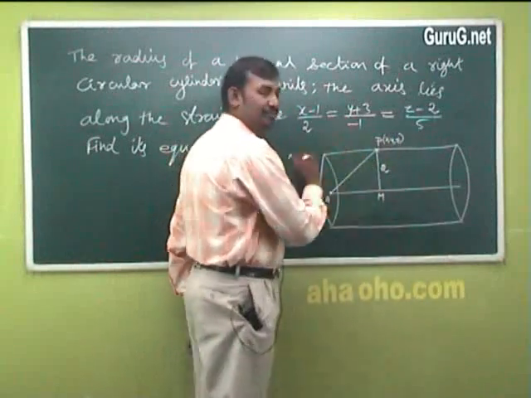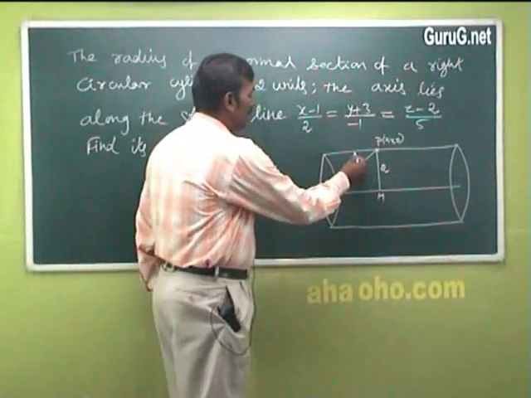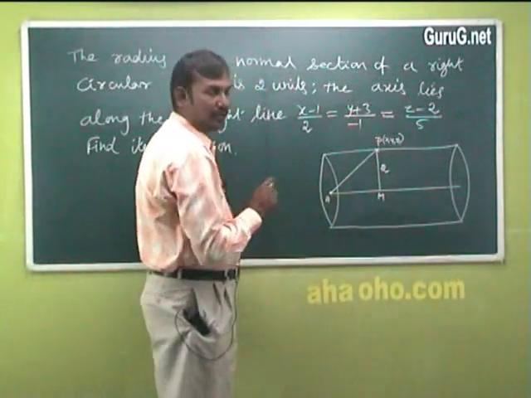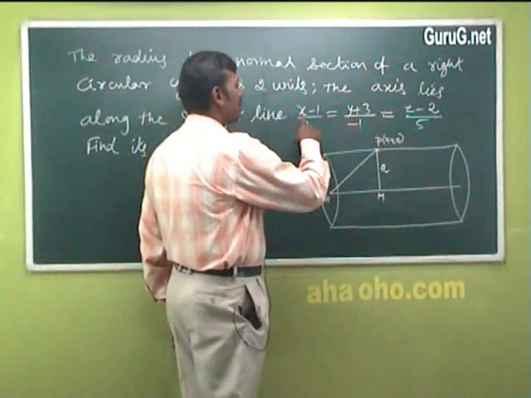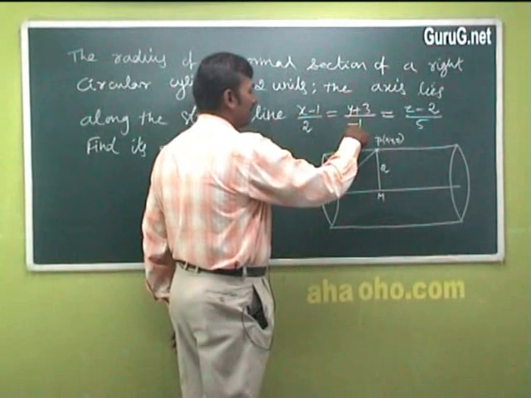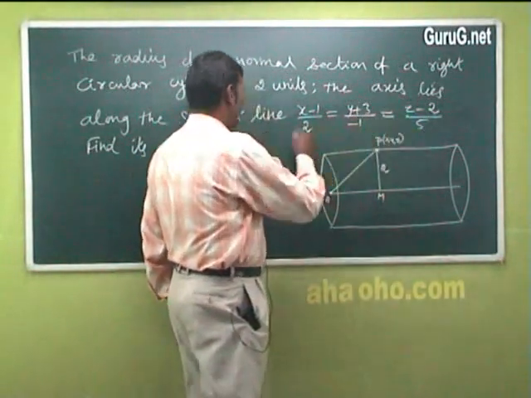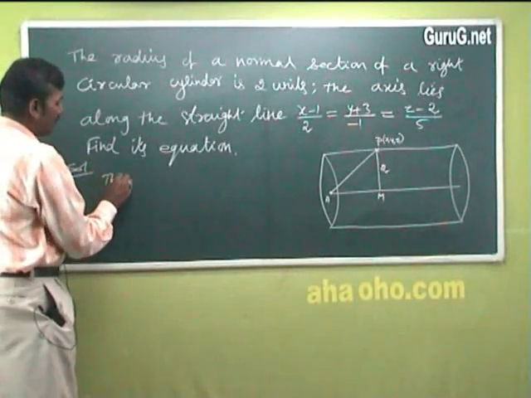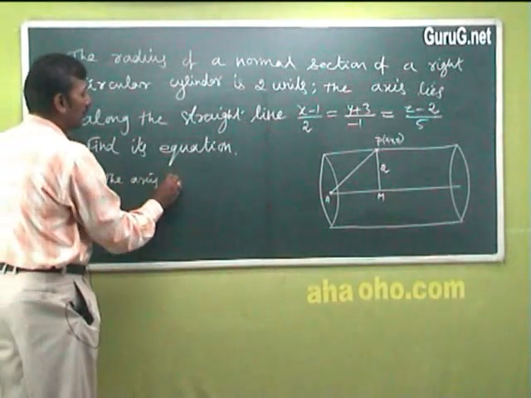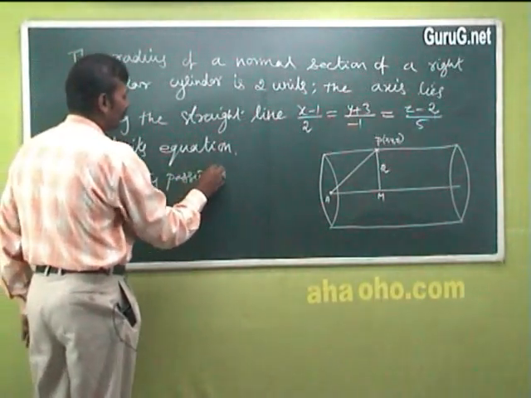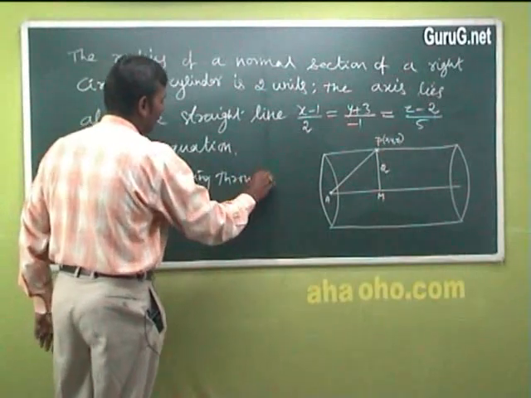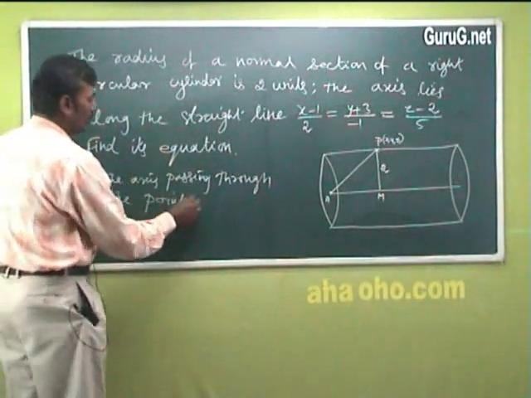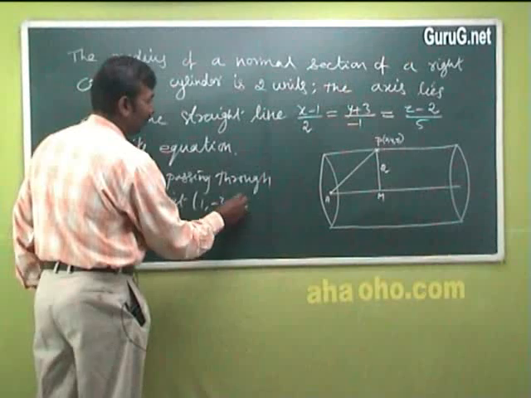This is the generator, right? The axis is passing through the point A. So what is that point now? The equation of the line is what? X minus 1 by 2 equal to y plus 3 by minus 1 equal to z minus 2 by 5. Therefore, the axis is passing through the point (1, minus 3, 2), right?